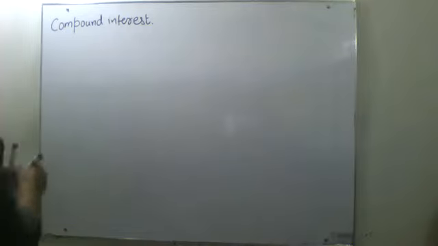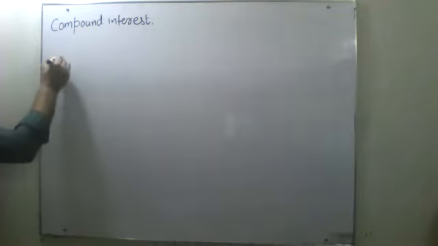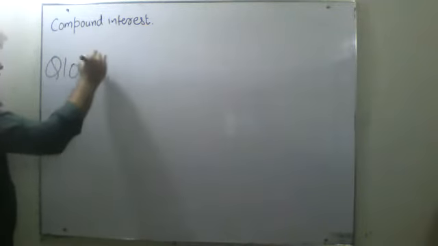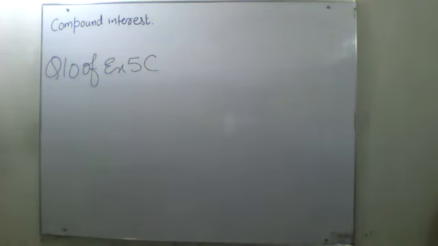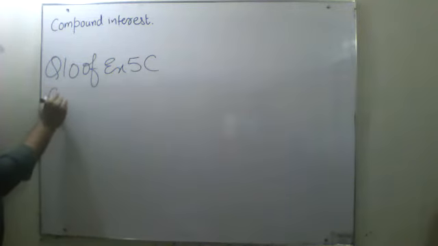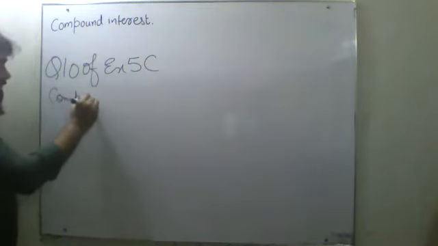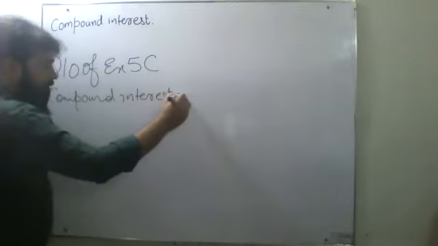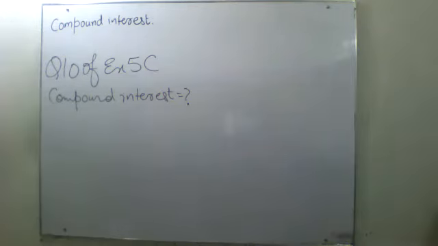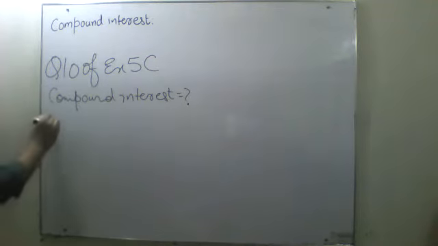Question number 10 of exercise 5C. The question says find the compound interest. There are 5 parts, and in each part they are saying you have to find compound interest. I am going to do part B.